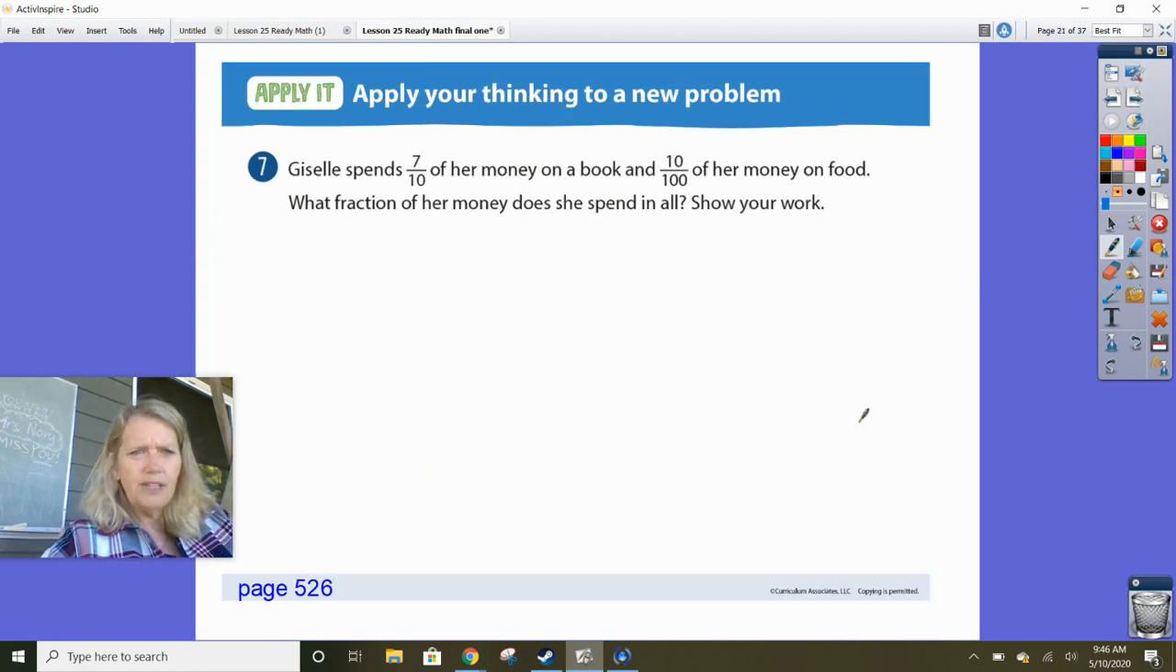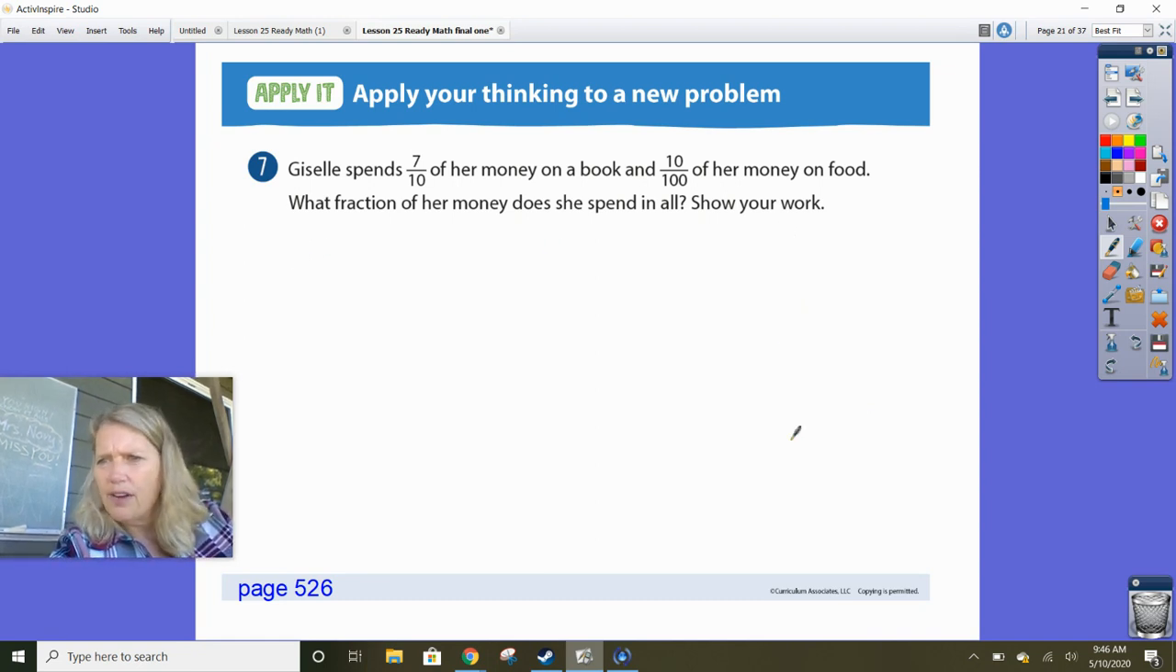Beautiful strategy. Gazelle spends 7/10 of her money on a book and 10/100ths of her money on food. What fraction of her money does she spend in all? Show your work. Okay, so this is about Gazelle spending money. Second read, we try to find out what we want to find out.